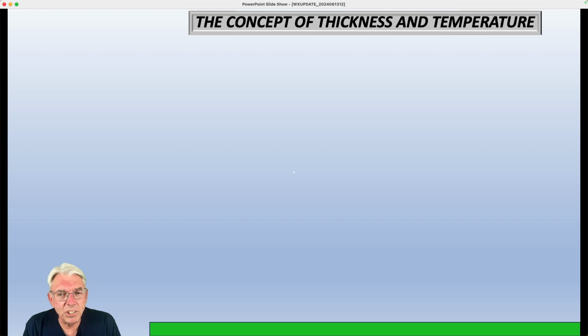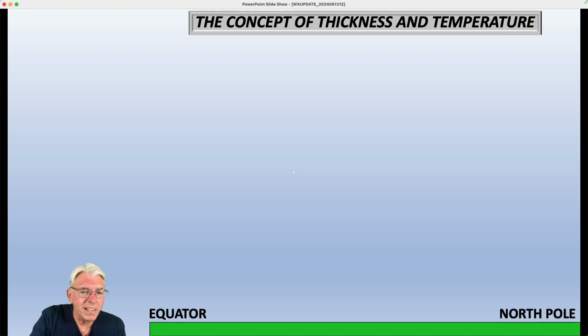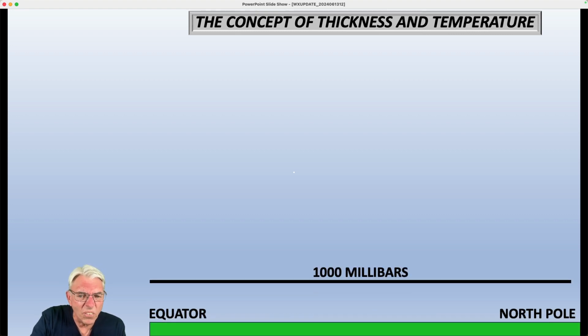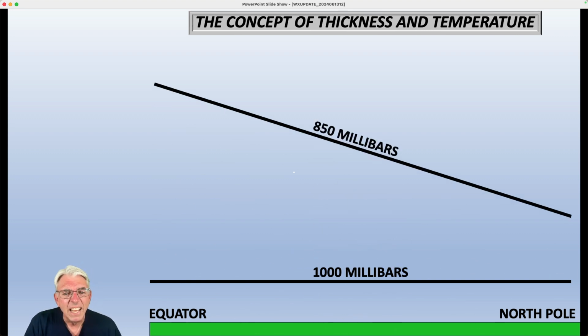So we've talked about this concept of thickness and temperature before, where if you have two surfaces of constant pressure, the distance between those two surfaces is proportional to the temperature of the air between those two surfaces, okay? So let's say that the equator is off to the left here and the North Pole is off to the right. And we're going to have a constant pressure surface of 1,000 millibars, which for the sake of simplicity, we're just going to say that it's fairly level. And then the constant pressure surface of 850 millibars is going to be above that. That's usually about a mile above the ground, at least when you're near sea level.